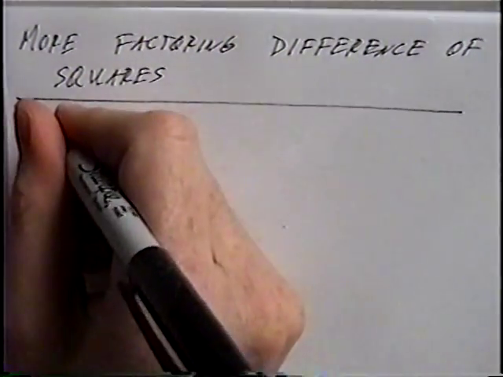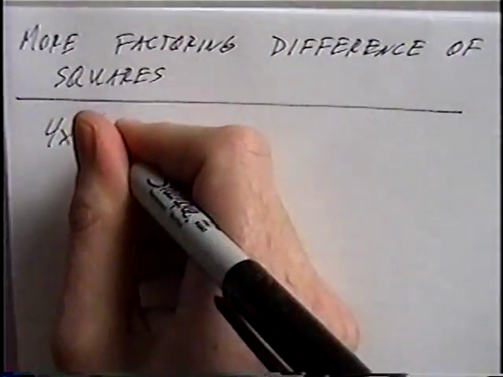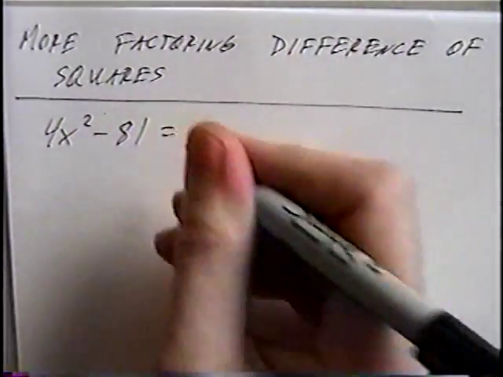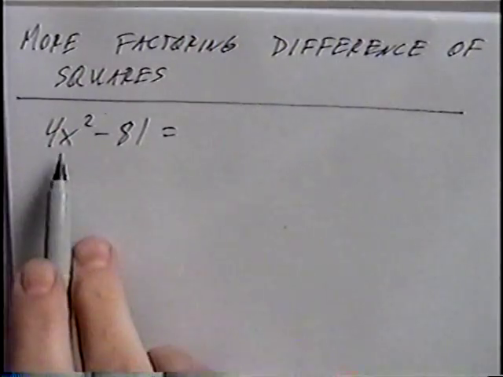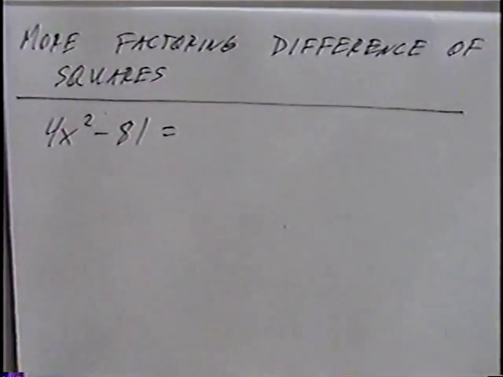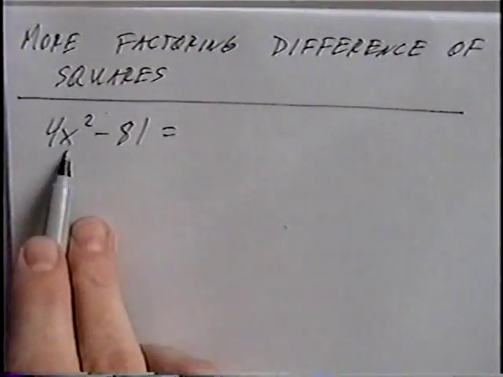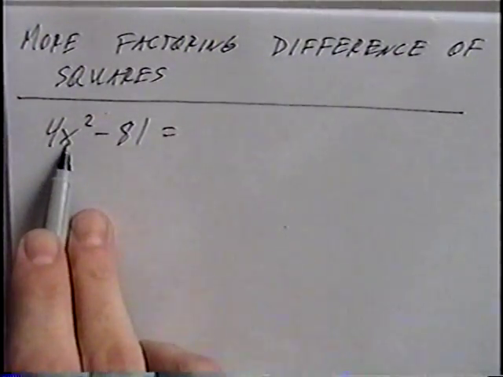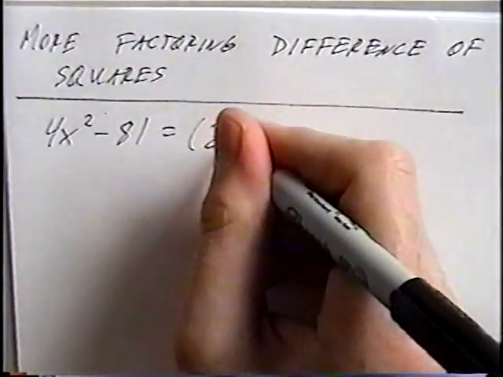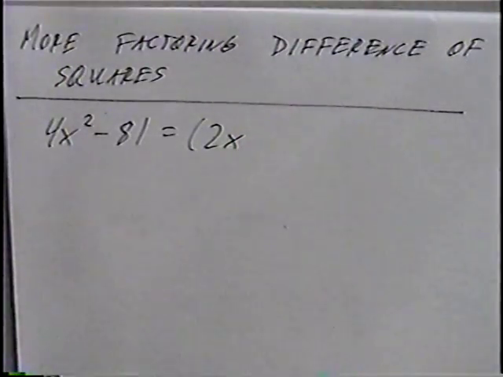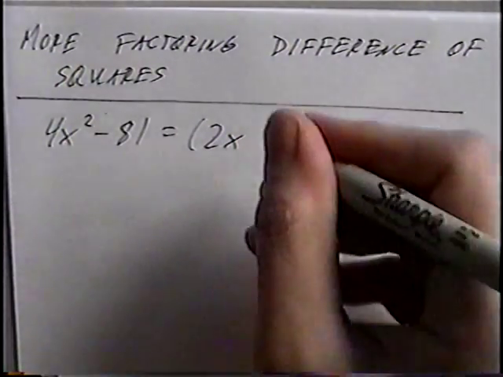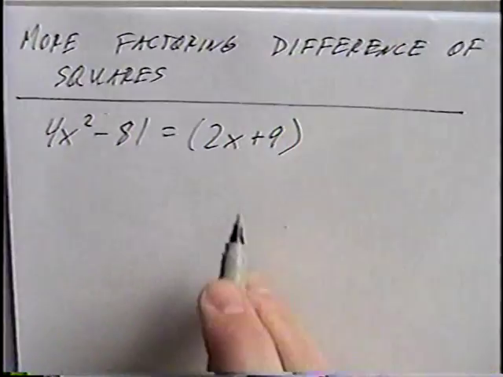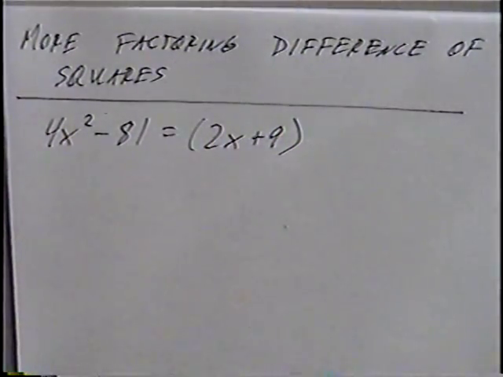First problem we'll do is 4x squared minus 81. Just like before, we only have two terms or two numbers. Both of these, again, we can take the square root of. For example, 4x squared, the square root of 4 would be 2, and the square root of x squared would be x. So our first term would be 2x. Square root of 81 would be 9, so our first parentheses would be 2x plus 9.